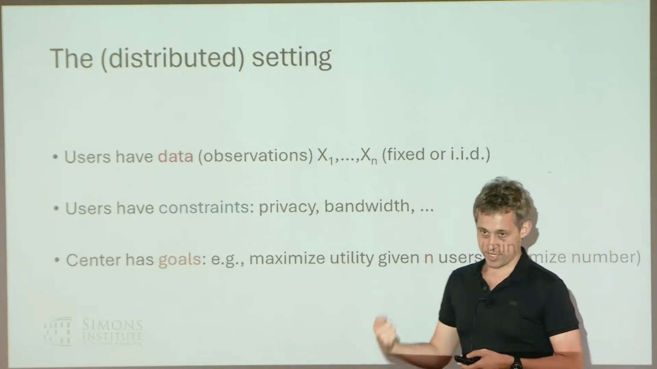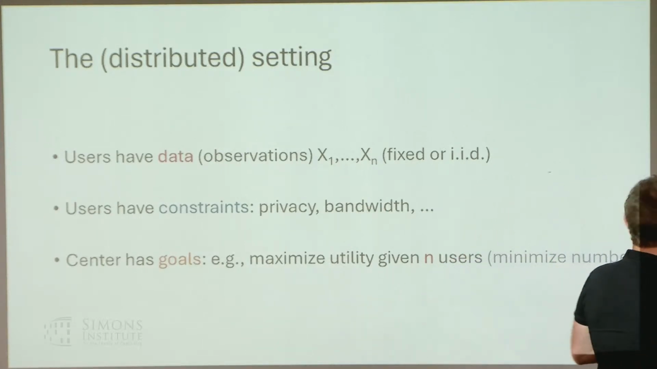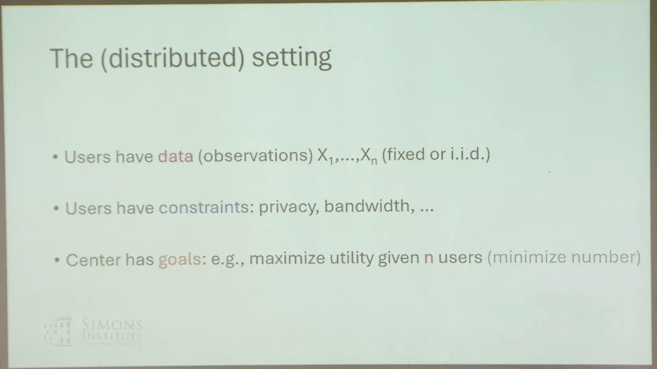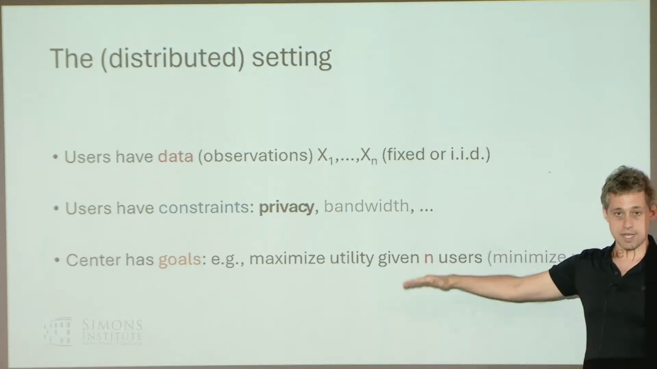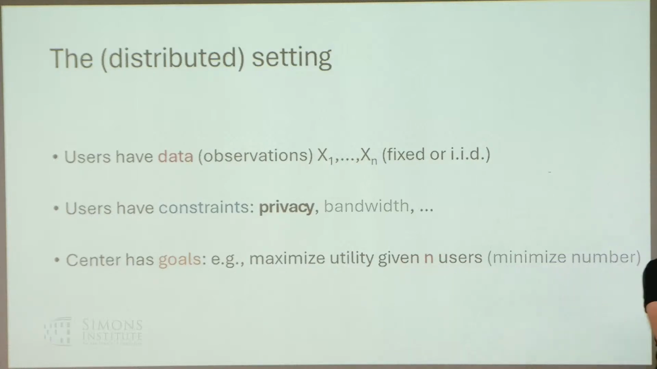And users have constraints, typically here, privacy. You might also want to think about bandwidth. You don't want to communicate too much. It's a distributed setting. But the main one is you don't want the center to learn too much about your personal data. And the center has its own goals, meaning it wants to actually learn something useful. So you could think of that as I want to minimize the number of users to achieve an accuracy target. But here, given the fact that I've got a bunch of users, I want to maximize the utility I get. So I want to learn as well as possible, given the number of users that I have in the room.